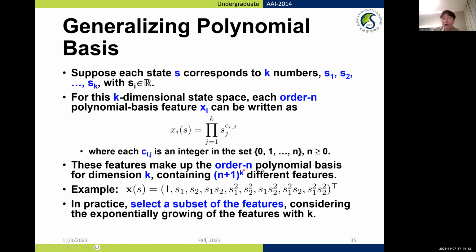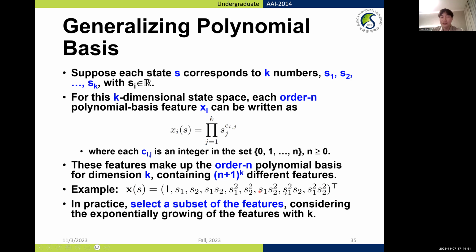So these features make up the order n polynomial basis for dimension k, containing (n+1)^k different features. For example, if we define this s as a vector, then we can have 1, s1, s2, s1 times s2, s1 squared, s2 squared, s1 squared s2 squared. If you look at the last one, we will know what the order is. Here, the order means the maximum power, which in this case is 2 plus 2, which is 4.